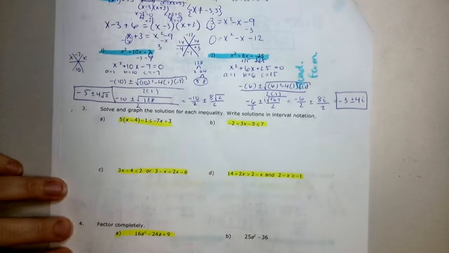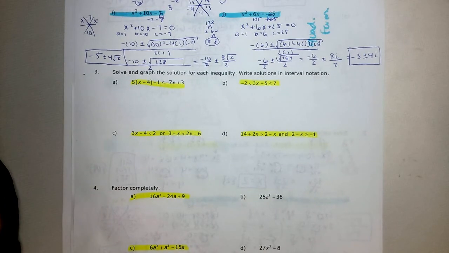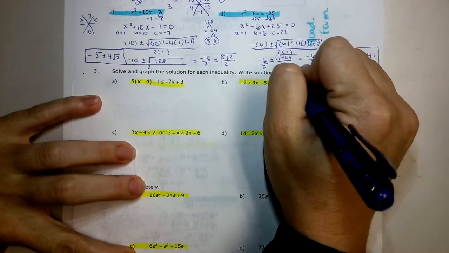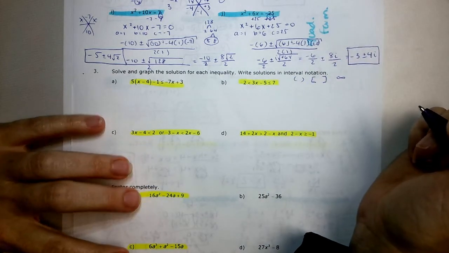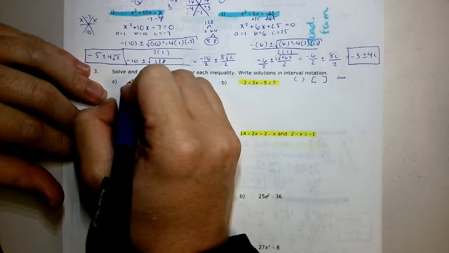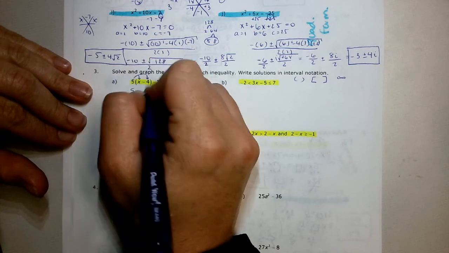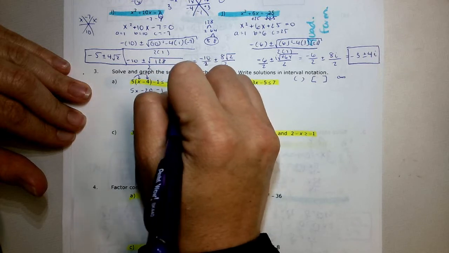Okay, let's look at number 3. So on these, I'm going to solve, but now they're inequalities, and it wants interval notation, which I don't know if you remember, but that is where you have the parentheses and the brackets and the infinities where it goes forever. Okay, so I'm going to distribute, so 5 times x is 5x, 5 times negative 4 is negative 20, minus 1 is less than or equal to negative 7x plus 3.